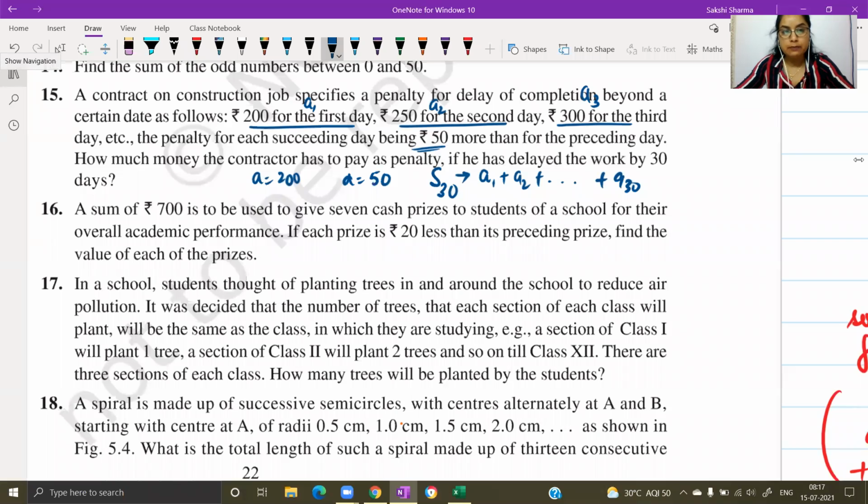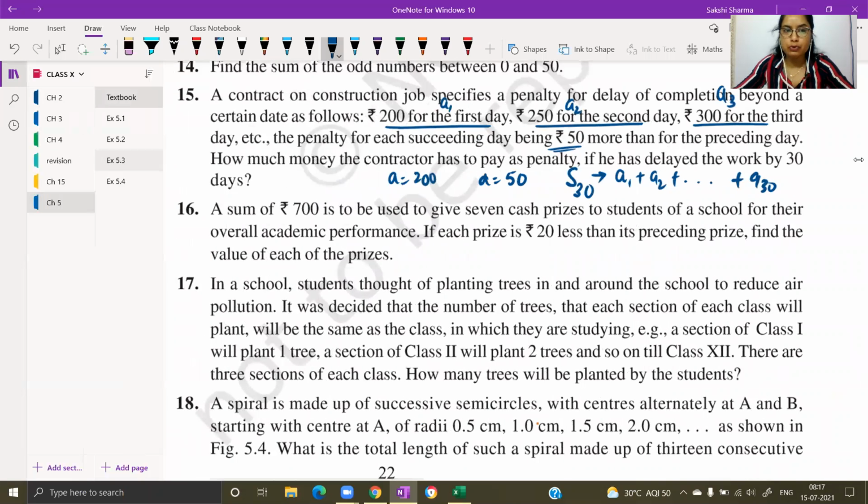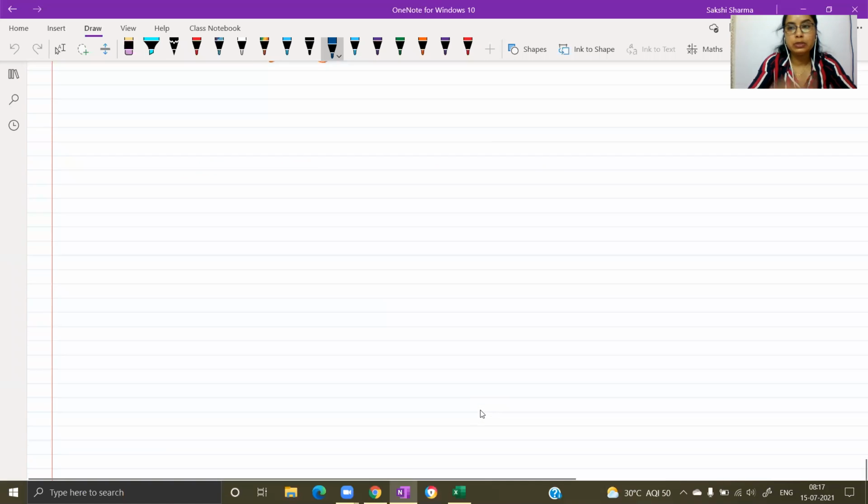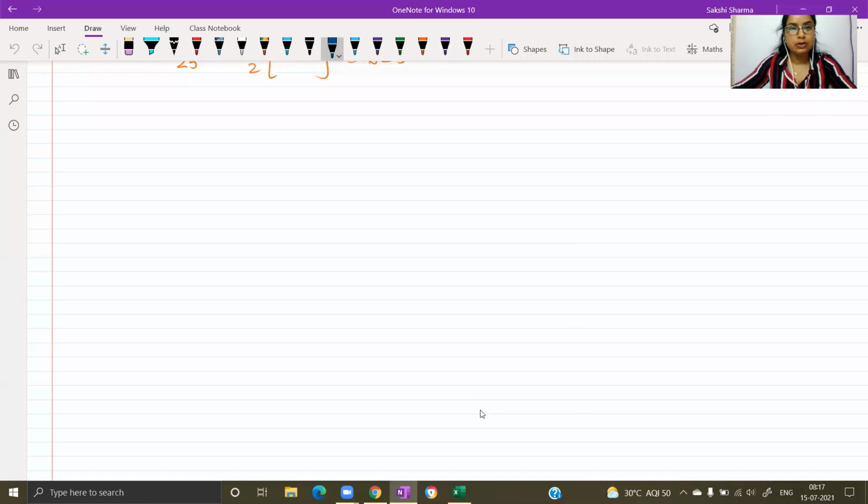Let's write this. If you want, you can make a statement in the beginning, or you can directly write down that we have an arithmetic progression with a as this, d as this. I prefer that you just describe it a little. Question number 15.